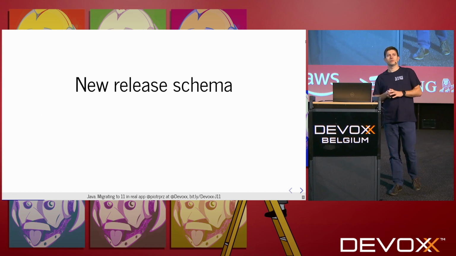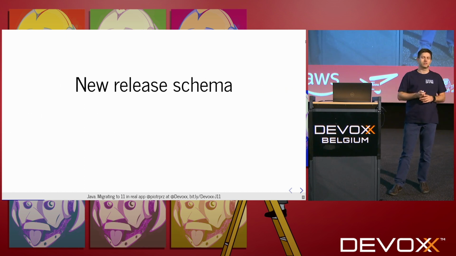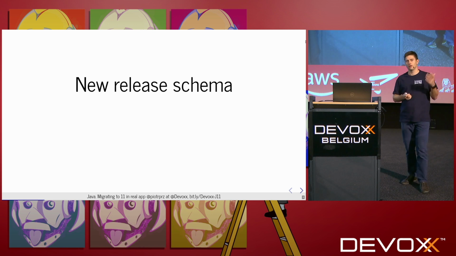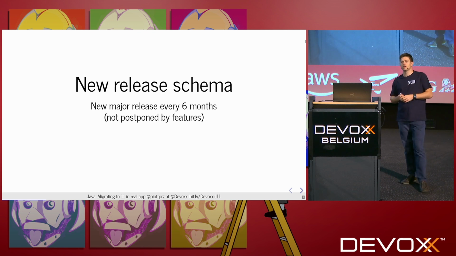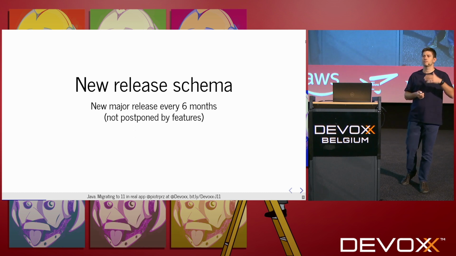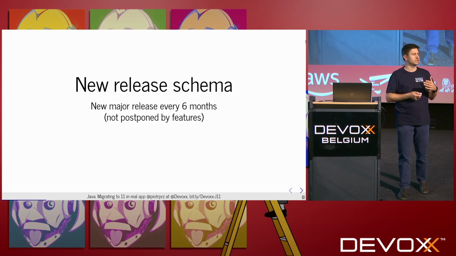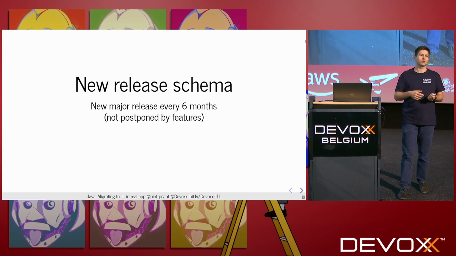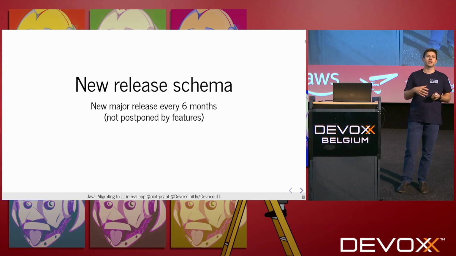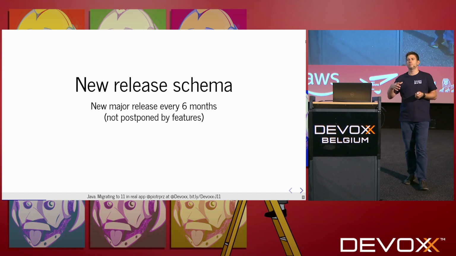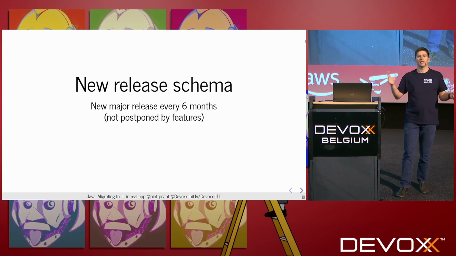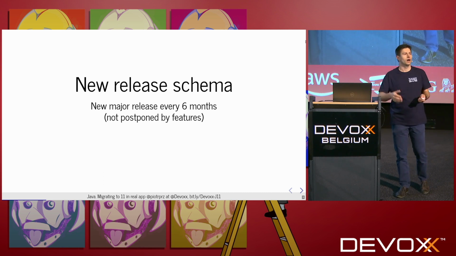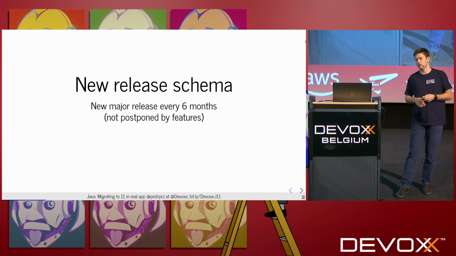There's this new release schema, in case you skipped all these presentations given a few years ago. There's a new major release every 6 months, and it's not postponed by features, meaning if a feature doesn't make it, it simply doesn't get merged into the next major Java release. So we are not observing, and we shouldn't observe anymore, major versions of Java being postponed more and more because certain features still need to be worked on.